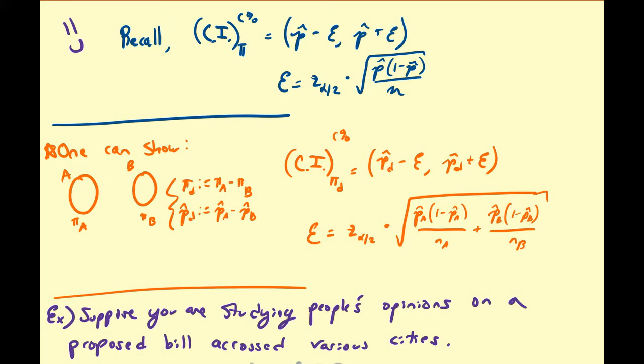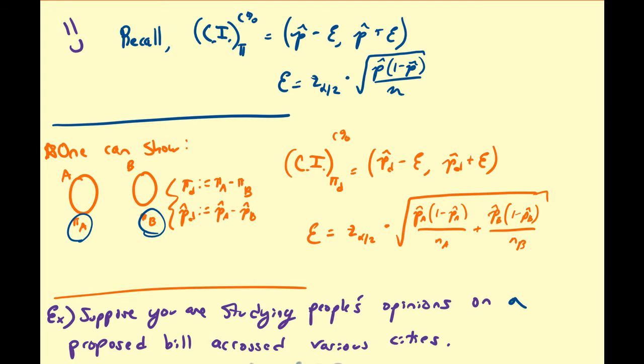Hello there. A couple of videos ago, we described how to do confidence intervals and hypothesis testing on the population proportion. In this video, we're going to consider two different populations, A and B, with different proportions, pi A and pi B. And we're going to learn how to perform a hypothesis test on the difference between these population proportions.